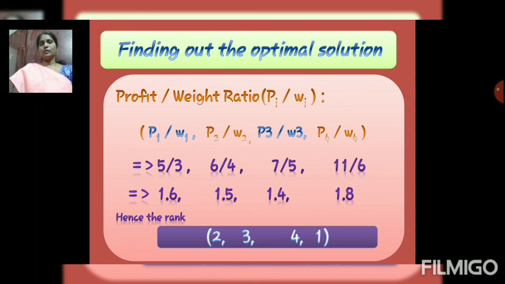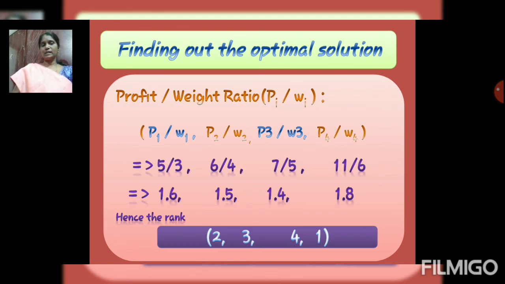Now we move on to finding the optimal solution. How do we do that? We rank according to the profit and weight ratio, the same way we did in fractional knapsack. So the rank will be given. The fourth item has the maximum profit by weight ratio, and for the first one it is 1.6, for the second it is 1.5, the third one is 1.4. So the rank is 2, 3, 4, 1.